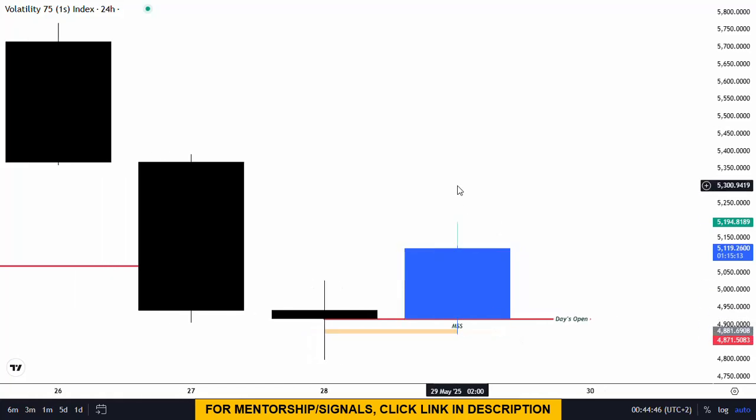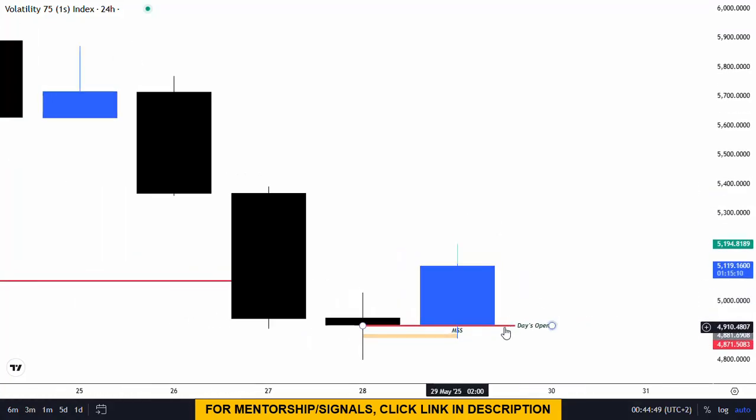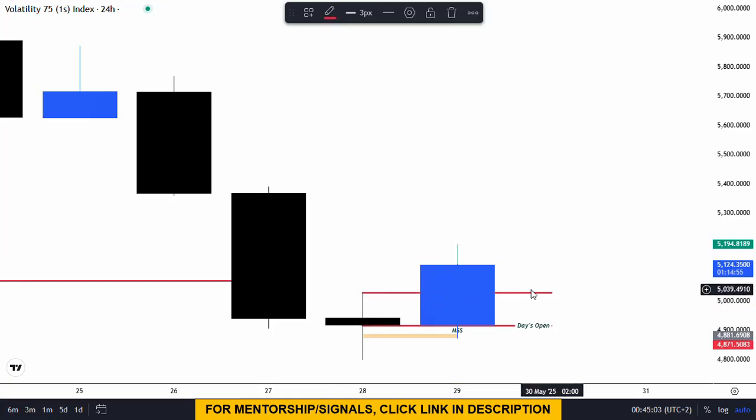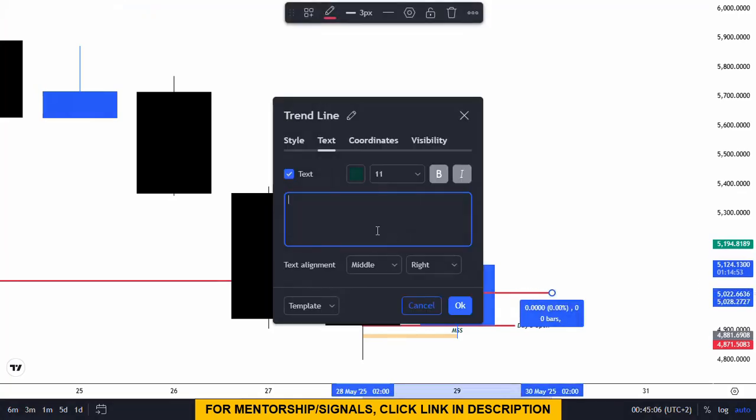All right, so you have your day's open. The other point that you need to draw is yesterday's high, because it's going to be one of our first extreme targets. Okay, so previous day's high, just like that.